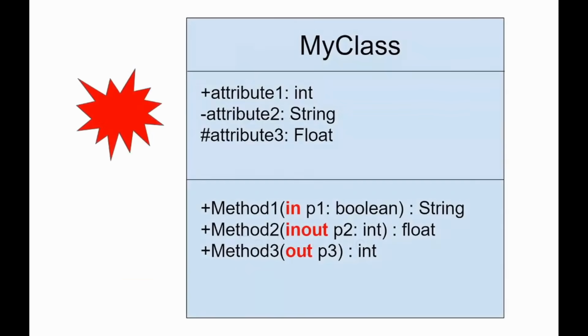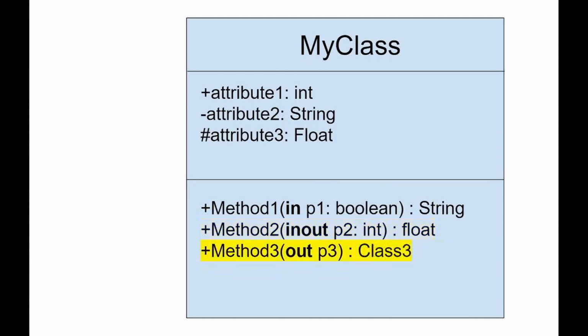Each parameter in a method can also be described in terms of its direction with respect to the caller: in, out, in-out. For example, method 1 uses p1 as an input parameter, and the value of p1 is somehow used by the method, and the method does not change p1. Method 2 accepts p2 as an input-output parameter. The p2 value is somehow used by the method, and it accepts the output value of the method, and the method itself can change p2.